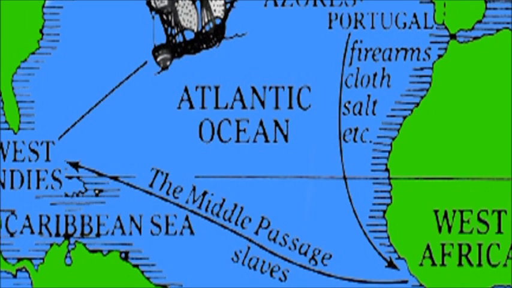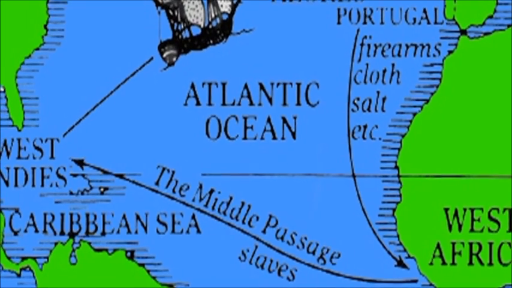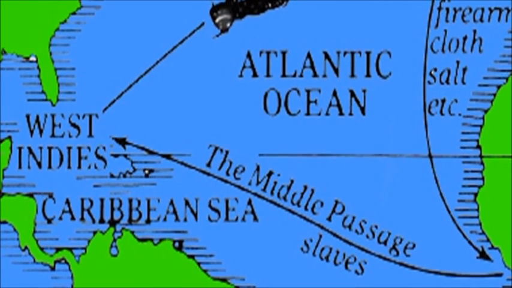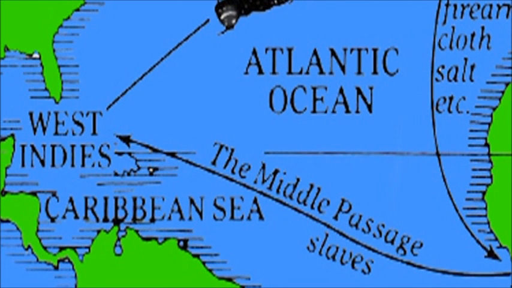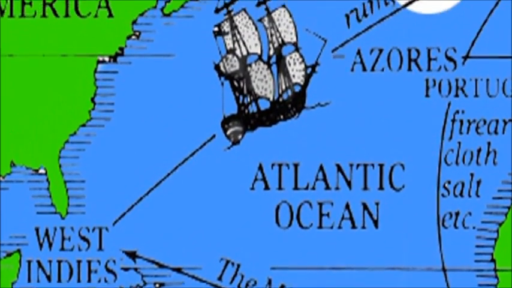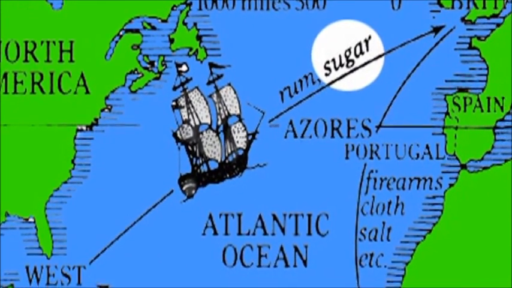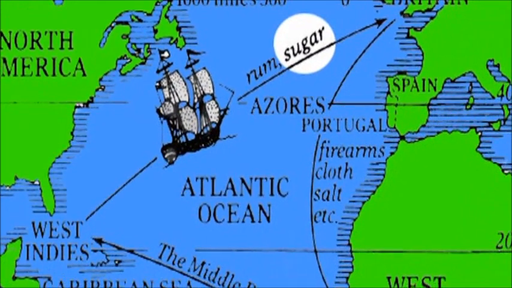From West Africa to the West Indies, it was called the Middle Passage, a trip of varying length but about 7 weeks. At the Caribbean ports of Havana and Jamaica, slaves are bartered and traded. Sugar or molasses are purchased to ship back to the United States or Great Britain to be turned back into rum, and the triangle starts all over again.